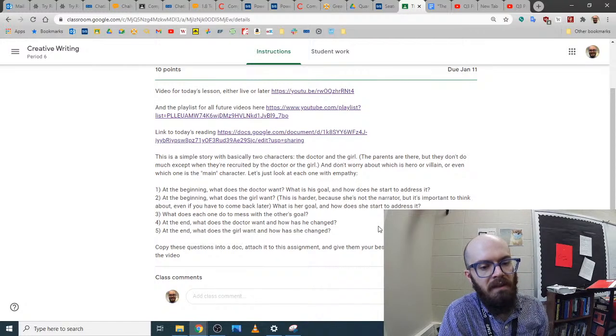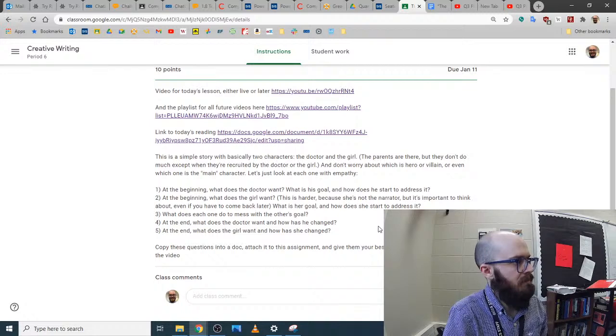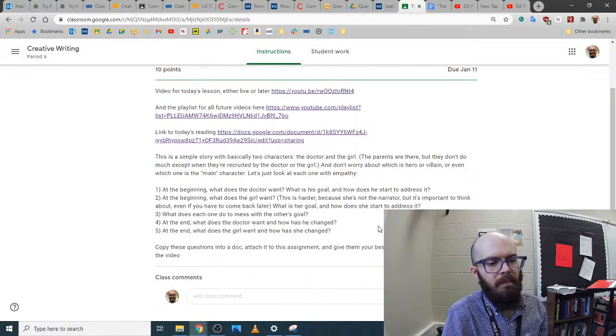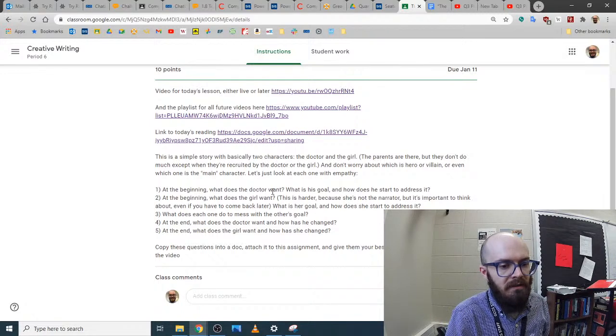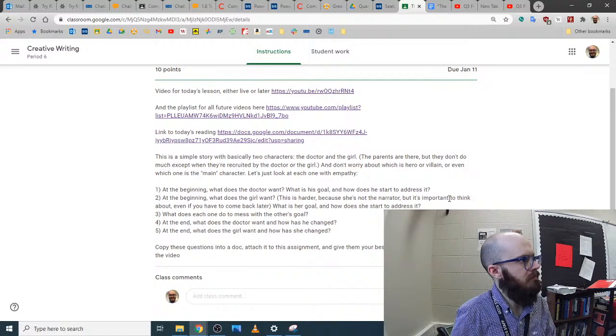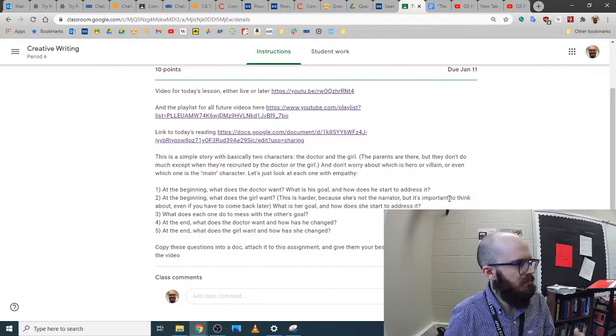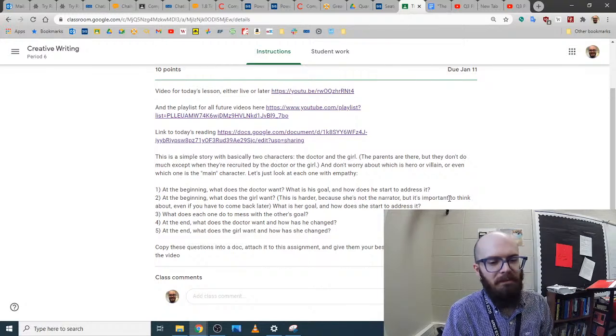Okay, so at the beginning, what does the doctor want? Well, that's what we talked about. He wants to make a diagnosis. He wants to do it as easy as possible by just asking nicely. And when that doesn't work, he has to go to bigger things. What does the girl want? Well, the way I phrase it is that she wants to go back to normal and hope it all blows over. If you phrase it differently or if you have a different view, that's fine as long as you have a backup citation for it. What is her goal? She wants to make the doctor go away.